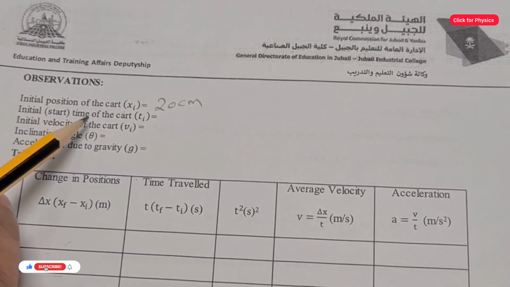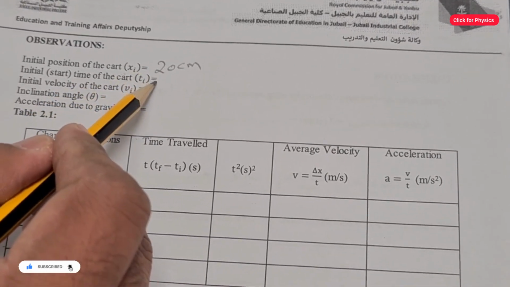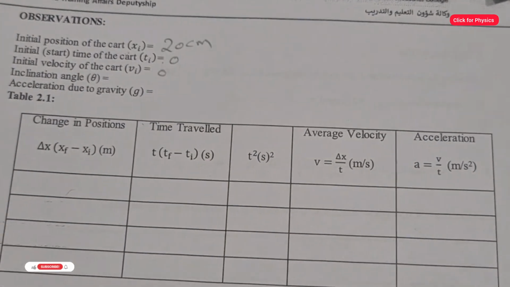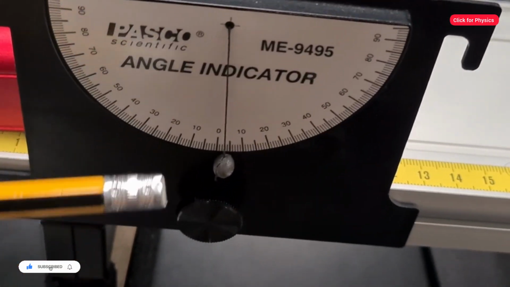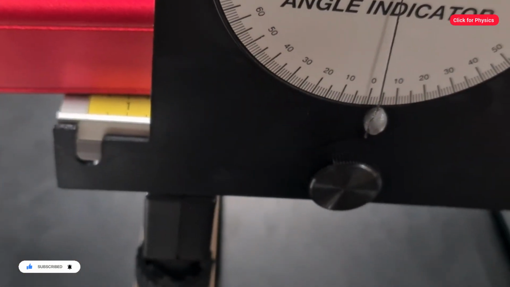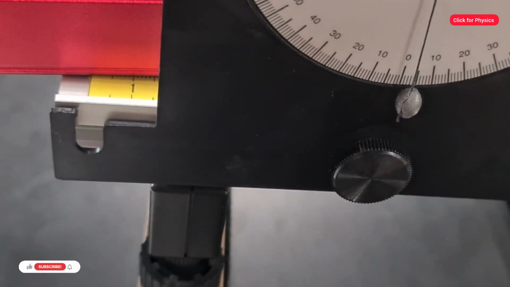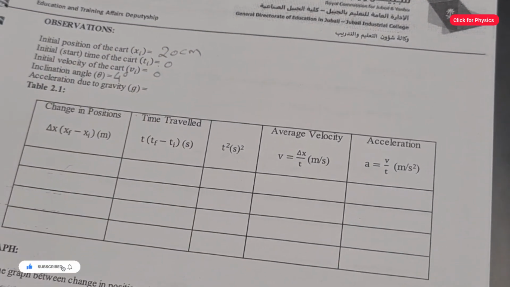And then initial start time of the cart, because we kept the dynamic cart at rest, that means the initial time as well as the initial velocity is considered to be 0. Clear? And then inclination angle, as I already mentioned, we have the angle indicator here. You have to closely see here. This thread is exactly touching some line, and I think here we have a 4 degree. Here we have closer, we have a 4 degree. Clear? So I have to write this angle here as 4 degree. That is our inclination angle.